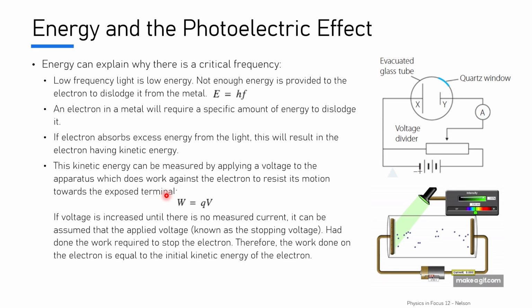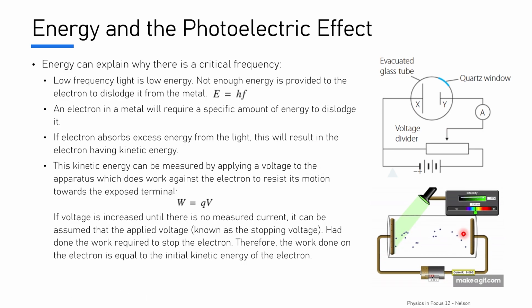Essentially, we're reducing the kinetic energy to a point where eventually the electrons won't be able to cross the boundary and end up producing a current. So in other words, we just keep increasing the voltage over and over and over again until we're not getting any more current through our circuit. If we're not measuring current, then it means that no electrons are being dislodged and going to the other side.